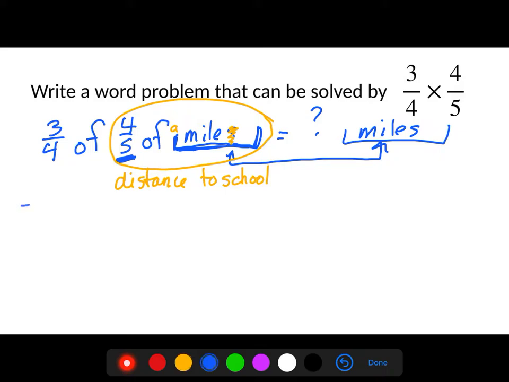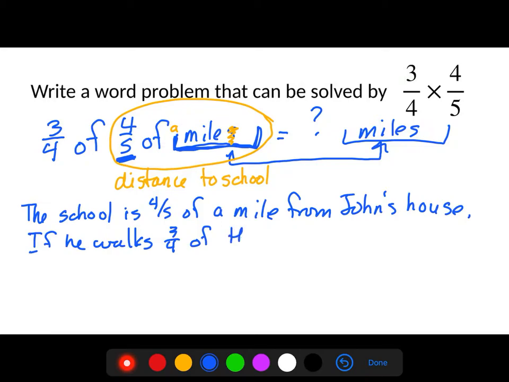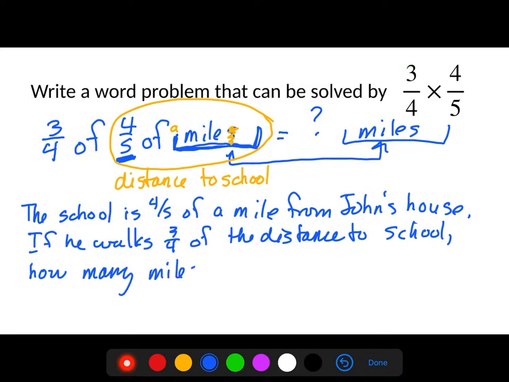So let's see if we can write the problem here. The school is 4/5 of a mile from John's house. If he walks 3/4 of the distance to school, how many miles does he walk? All right, now we're ready to solve it.